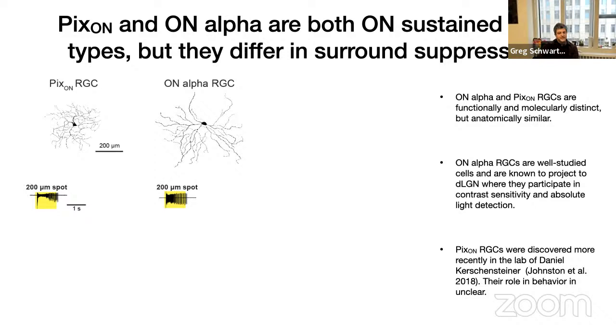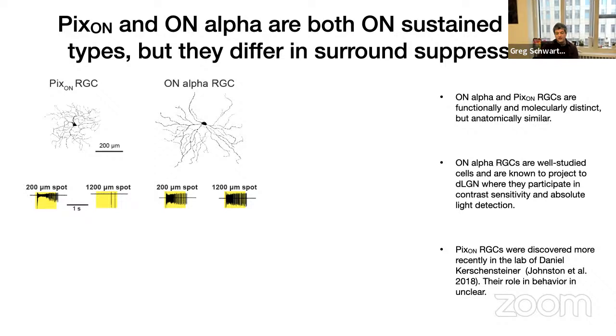So as you can see, functionally, the responses of these two cells to a 200 micron spot are shown, and they're both ON sustained cells. You might see some slight differences in their spike amplitudes, but basically that's a pretty similar pattern of activity to the 200 micron spot shown right there. But now what happens when we have a 1200 micron spot? Now there's a major difference, right? The ON alpha still fires at a very high rate and the Pixon does not.